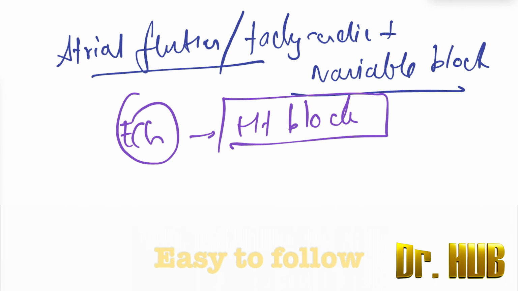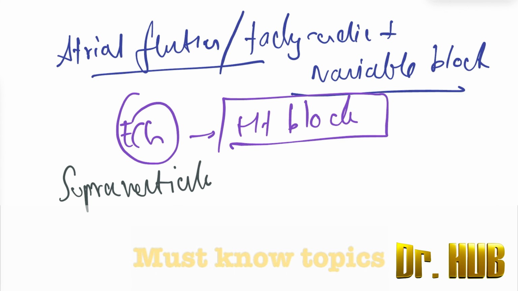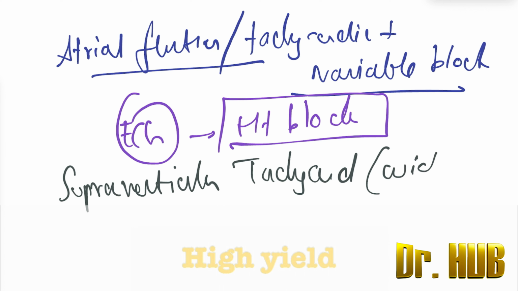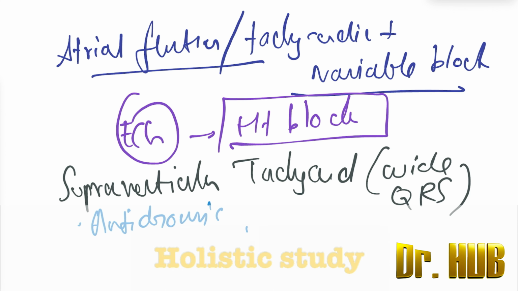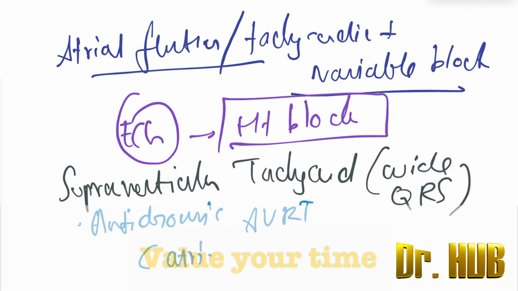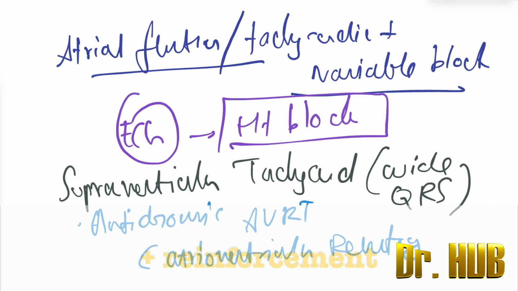Then we move on to another category, that is supraventricular tachycardia with a wide QRS complex. Under this, it includes the antidromic AVRT, that is nothing but the atrioventricular re-entry tachycardia.